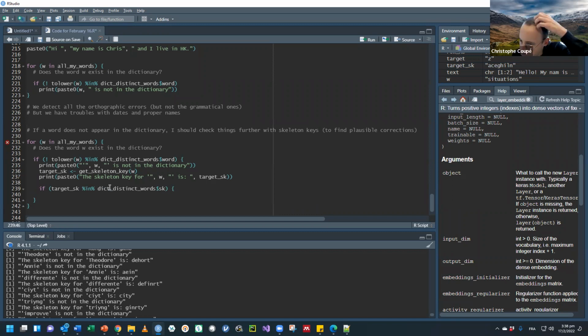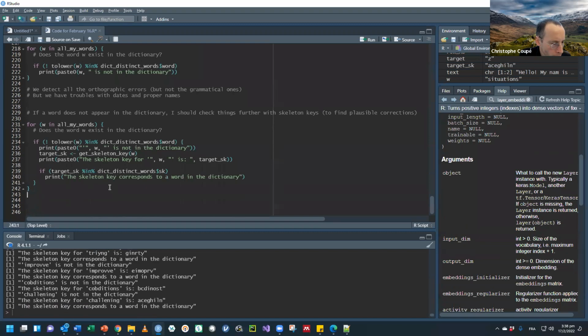Perfect. Okay, I can see what was proposed. Yeah. So if we do that, we check if our target skeleton key appears in the table. That's good. So if that's the case, maybe we could simply say, as a starting point, the skeleton key corresponds to a word in the dictionary. Why not? We can run this one. All right.